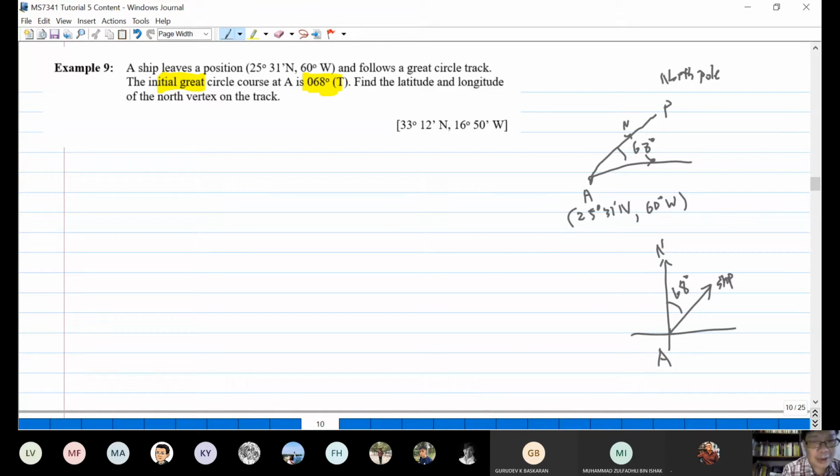Then what else do you need to know? Find the latitude and longitude of the north vertex on the track. What does it mean? I just mentioned the north vertex. If you move this way, the vertex is the nearest point to the North Pole. Somewhere here there's a vertex, V. Why is it the vertex? Because this is 90 degrees, the nearest point to the North Pole. So the triangle looks something like this.